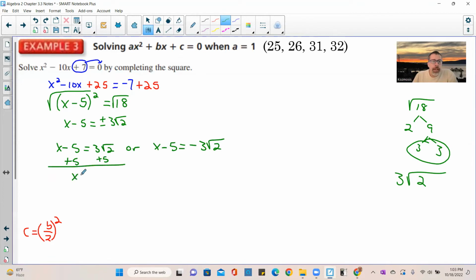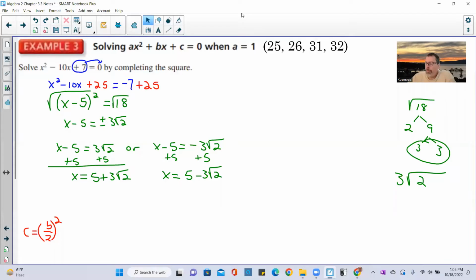Be careful, you cannot add a radical that's being multiplied by a number to another number. So this would be simply 5 plus 3 square root 2. And this one over here, if I add 5 to both sides, this would be x equals 5 minus 3 square root 2. Okay, so if you want, you can then combine these and simply say x equals 5 plus or minus 3 square root 2.